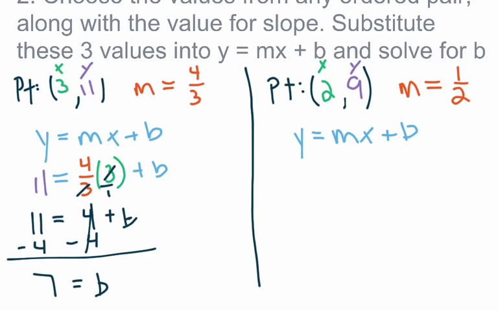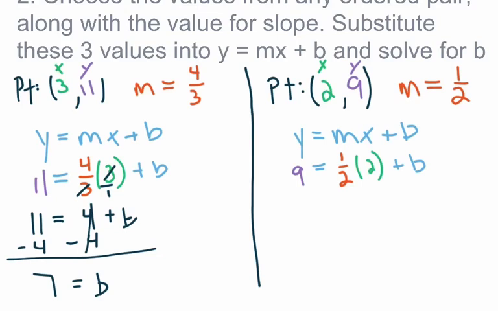Alright, so in for y, you should have substituted the value 9. Bring down the equal sign. For m, you should have substituted in 1/2. For x, substitute in 2. And then bring down the plus b. Okay, if that's what you've got written down on your paper without any help from me, then good job. If not, again, rewatch example 3 and this example here to see if you can get a better understanding of how you're supposed to substitute in these values.